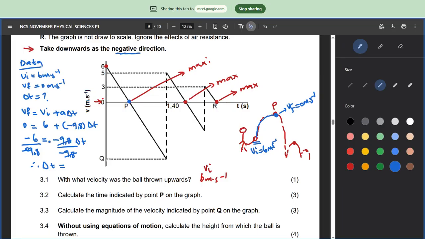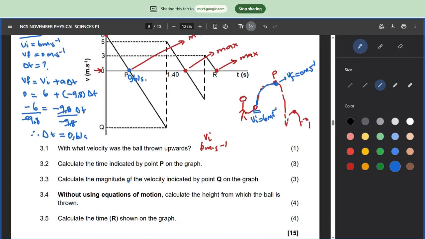I've got 0.61, so 0.61 seconds. This is the time at point P. So the time here is 0.61 seconds. Are you happy with that? Yes, sir. Okay, next question.